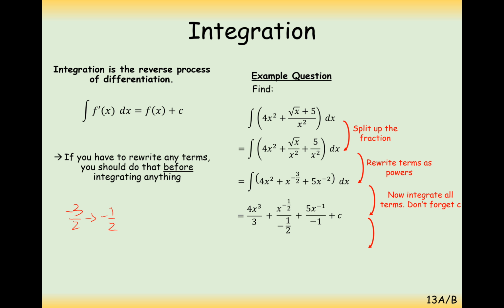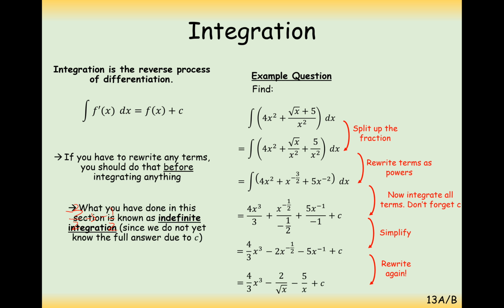Now simplifying all of this, remember we don't leave fractions on the bottom of a fraction, and we'll probably bring up the negatives as well. So it'll be 4/3 x cubed minus 2x to the power of minus a half minus 5x to the power of minus 1 plus the c. Okay, and we could rewrite this as fractions just like we've got here.